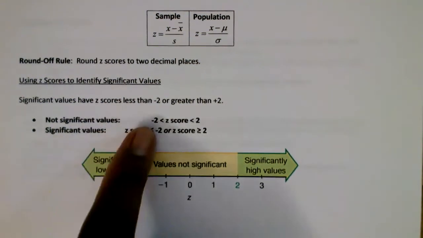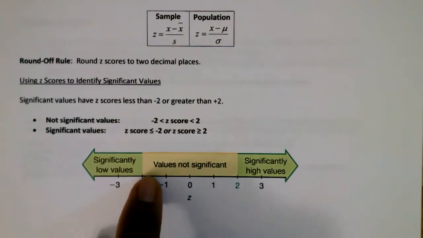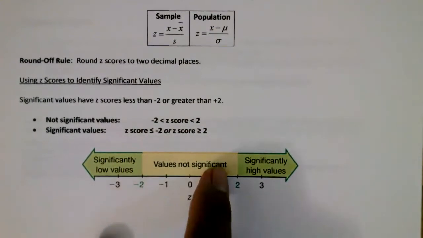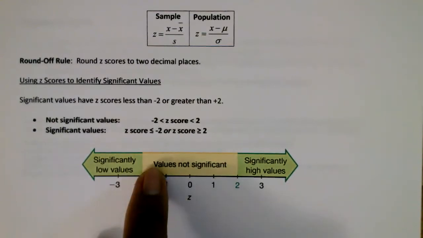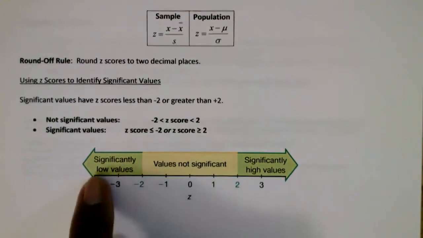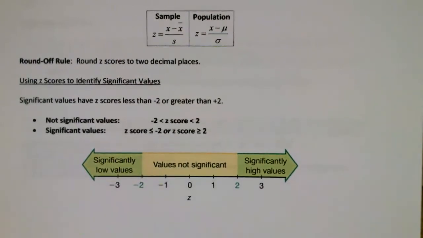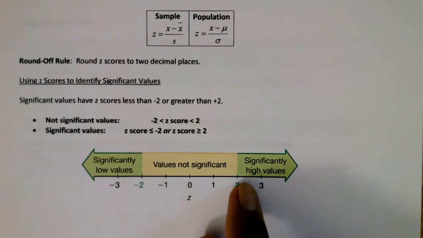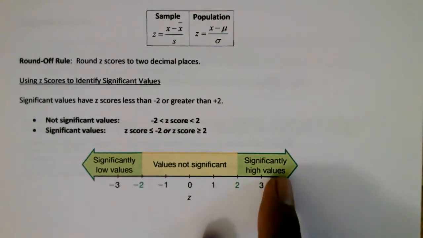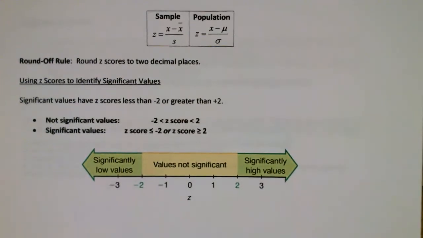For any z-score that is between -2 and 2, those values will not be significant. If you have a z-value less than or equal to -2, that's this area to the left of -2, including -2, that means your values are significantly low. Or if that z-value is greater than or equal to 2, that's in this direction, that means your z-values are significantly high. And I do want to mention that z-scores can be positive or negative.